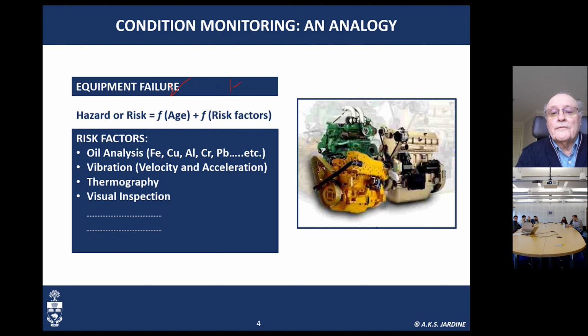To monitor the health of equipment, people often use oil sampling, measure the parts per million of iron, copper, aluminum, and so on in an oil sample, or they do vibration monitoring. There are many ways in which we can monitor the health of an asset, and we get measurements, and we try to understand what the health is from these measurements. But also, perhaps we should take into account the age of the asset, not just the risk factors.